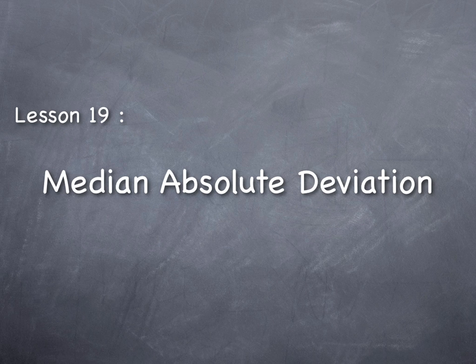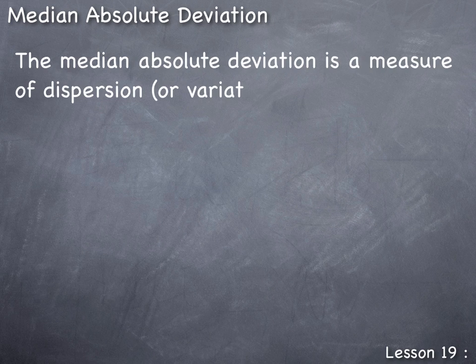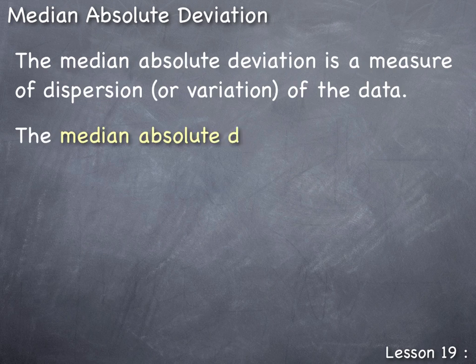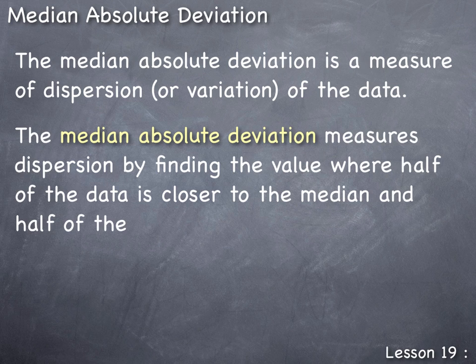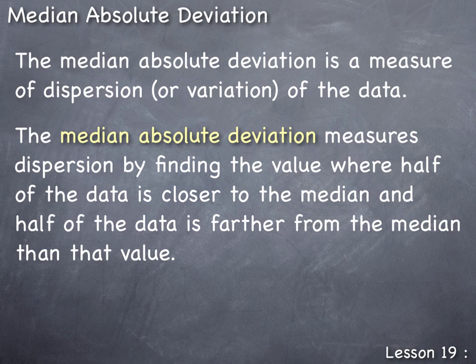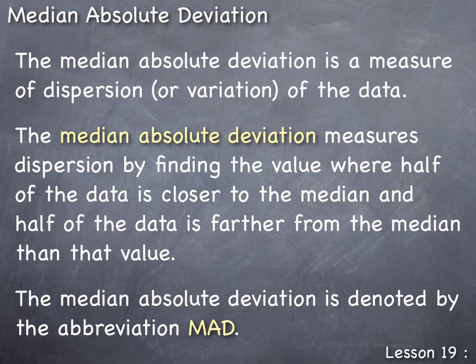Lesson 19, Median Absolute Deviation. The median absolute deviation is a measure of dispersion, or variation of the data. The median absolute deviation measures dispersion by finding the value where half of the data is closer to the median and half of the data is farther from the median than that value. The median absolute deviation is denoted by the abbreviation MAD.